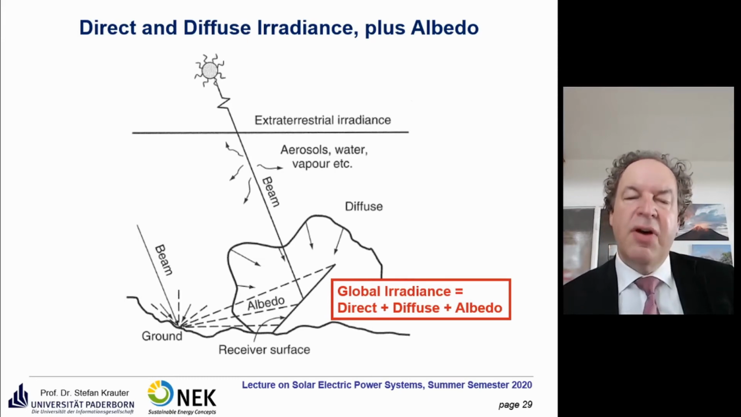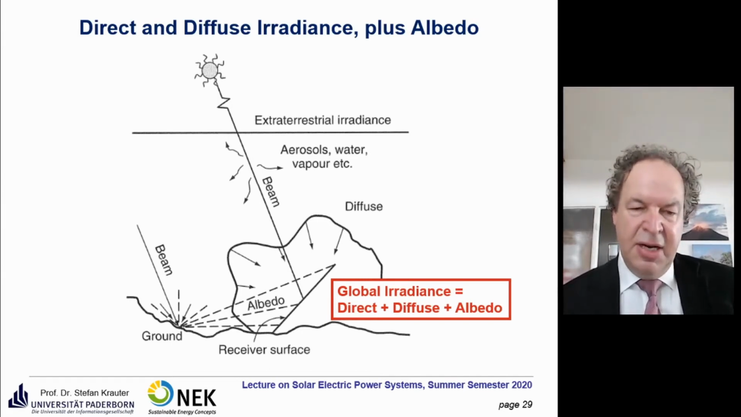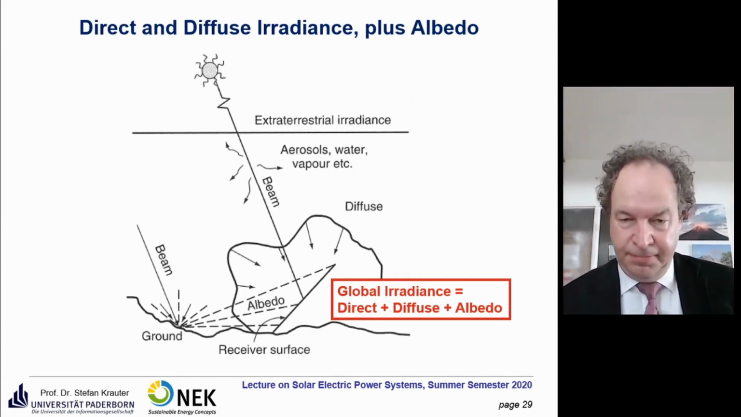If the module is very flat on the surface, it won't see any albedo, but if it's at a very steep angle, the albedo plays a significant role, especially if you have highly reflecting surfaces like sand or even snow, and so on, or a water surface. This can have some effects, but it depends on a lot of parameters: the position of the sun, the elevation angle, even the height of the module plays a role, and so on.